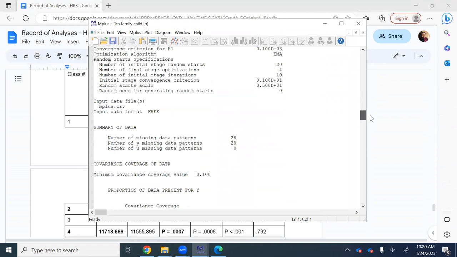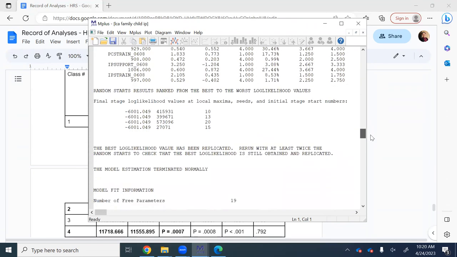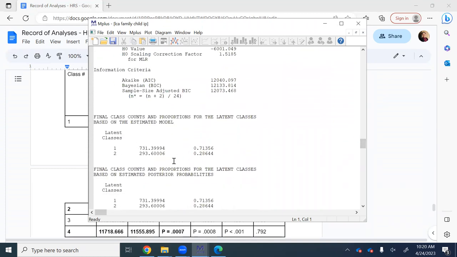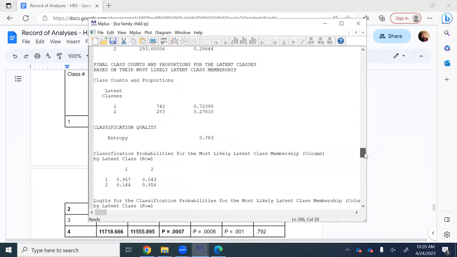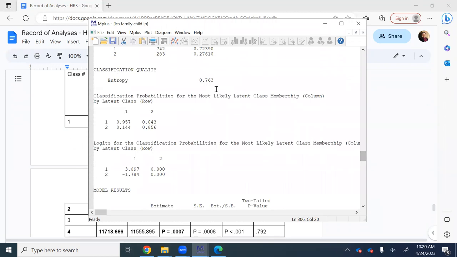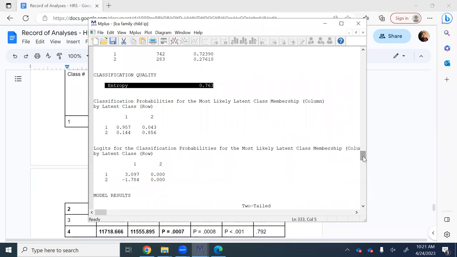So the same information, and then we get down to the classes. Okay, so we see the class counts and the proportion in class one: there's about 731 of our participants, which is about 71%. And then in class two, there are 293, which is about 29%. Okay, so we know who's in what. We can scroll down and see the entropy is 0.78. I think ideal entropy is about 0.8, so basically about 80% correct. It's more of, okay, this is my class, how well does it fit?